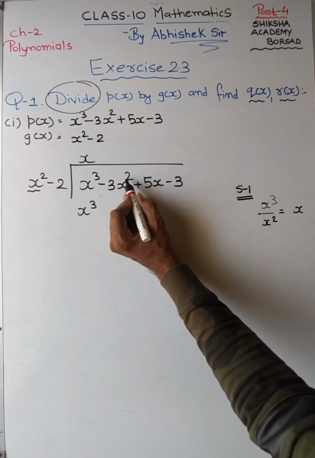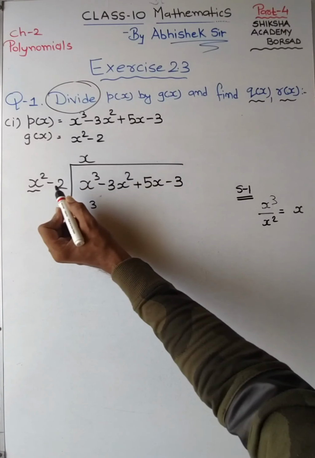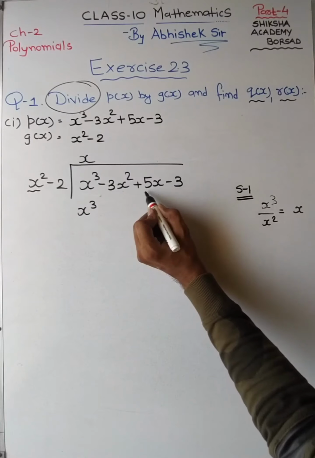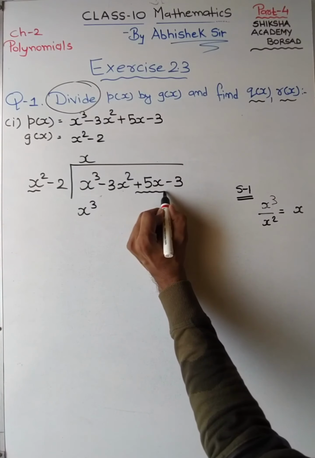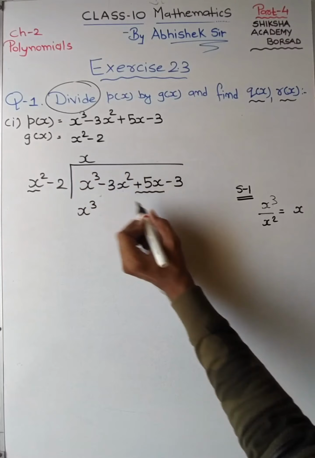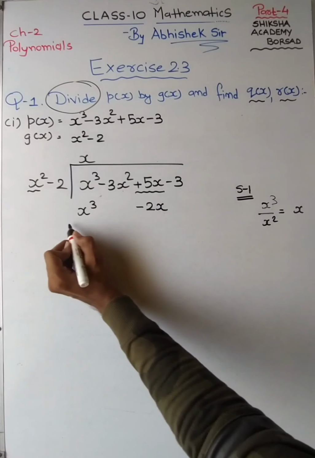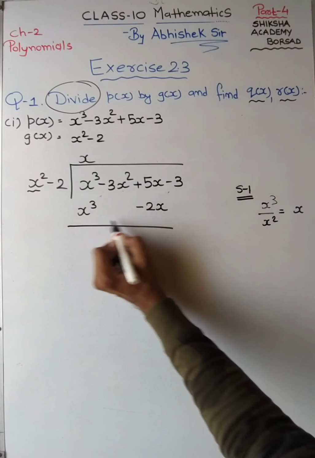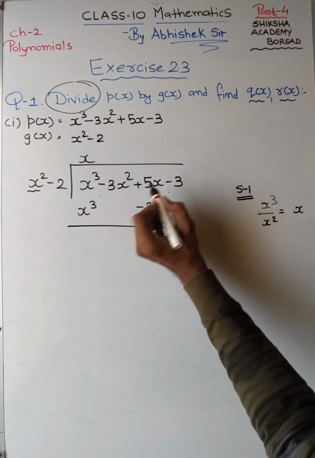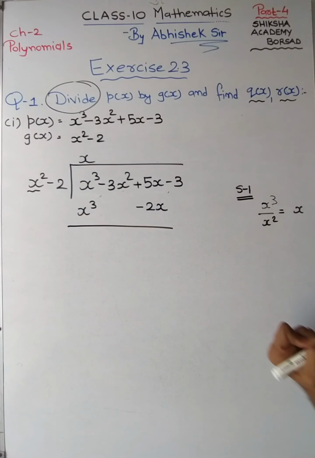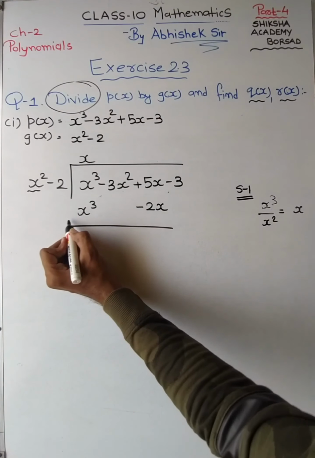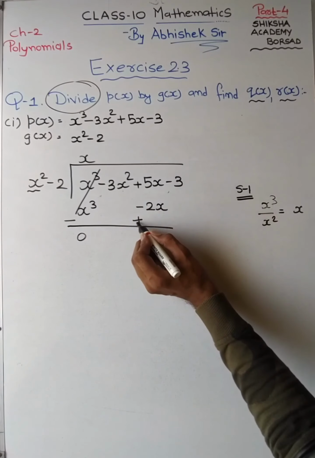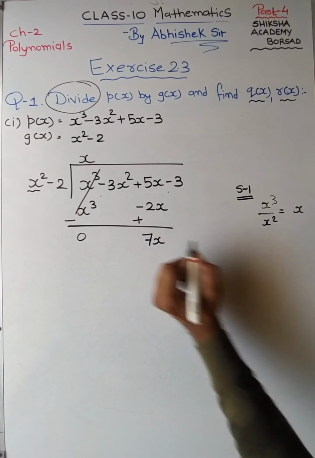But the next term we have is 3x square. So this doesn't match. 2x below 3x square won't match, right? So where is the term containing x? Plus 5x. So if you write minus 2x below plus 5x, then we can have any kind of mathematical operation between them, right? So you will skip this space, and we'll write the 2x term over here. Okay, now sign change. x cube cancelled, plus 5x plus 2x, that is 7x.